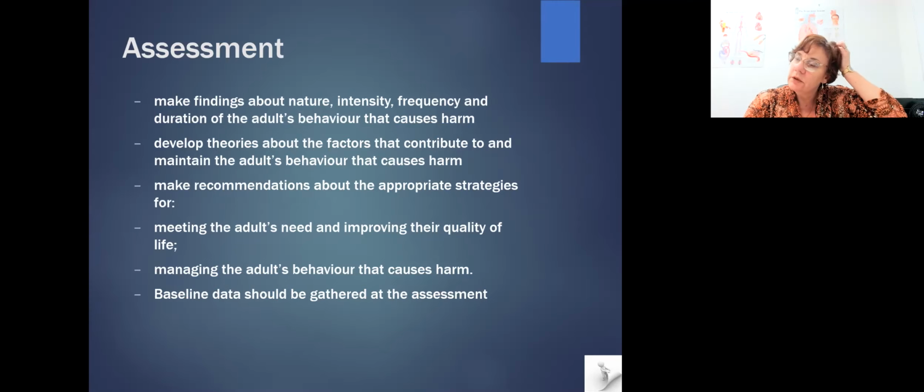Sometimes it's hard because people are set in their ways, and when we come in and we see, well, this is the reason why there is a behavior, to try to change the team's point of view, coming in with our ideas. We have to sometimes be sensitive and say, well, this really works well. Do you want to try this? Or, and just then improving their quality of life and managing these behaviors that cause harm. Baseline data should also be gathered. So if it's possible, try to find out things from the family, the mum, if it's an elderly person, from the children.